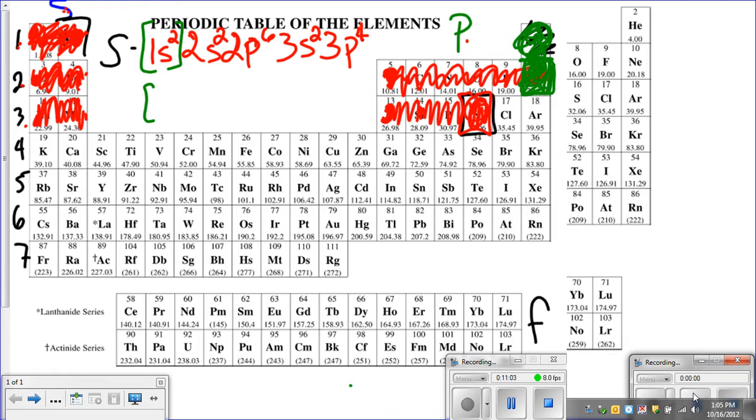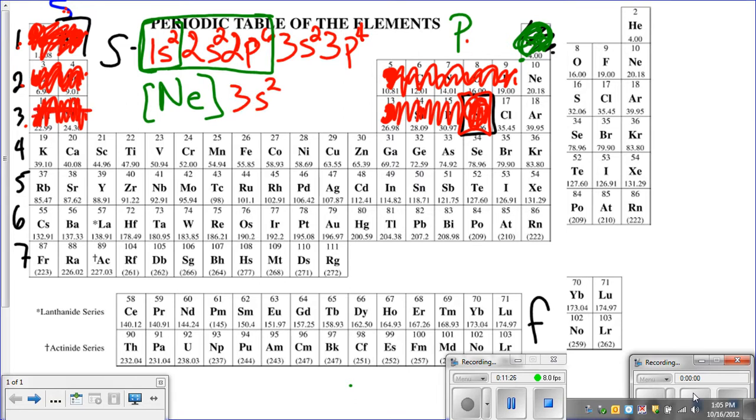So we're going to start here. This noble gas, which I just scribbled out and can't read now, is neon. So we're going to start at neon. And by saying neon, that constitutes all of this. And then we just need to talk about, okay, how far past neon do I need to go? How far off of Jefferson do I need to go? Well, you need to go 3s2, crosses through these, and then 3p4 takes you to sulfur. This is called noble gas notation.